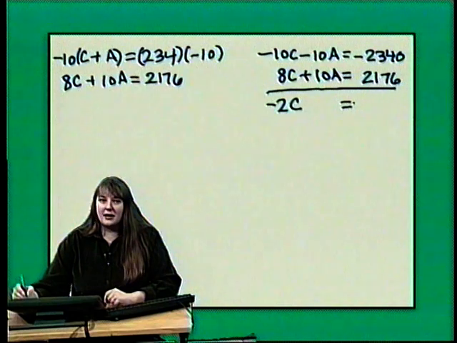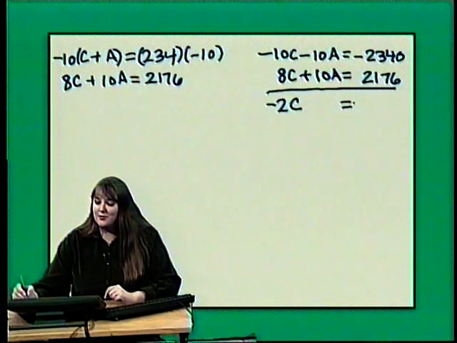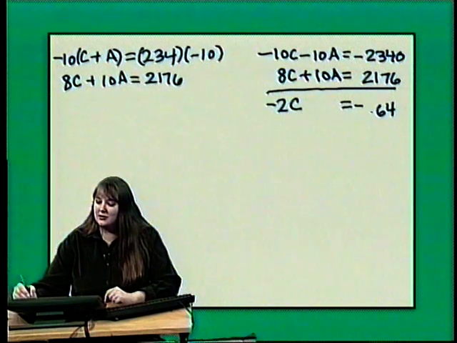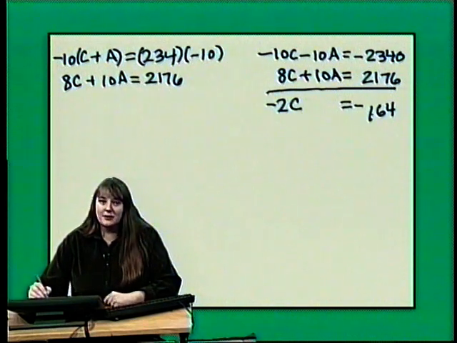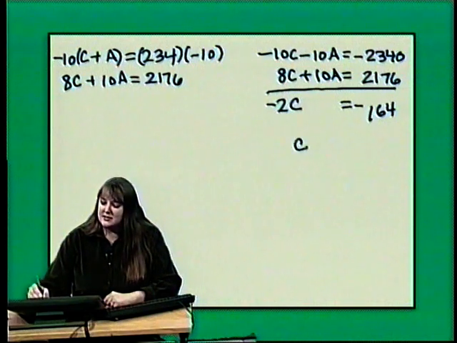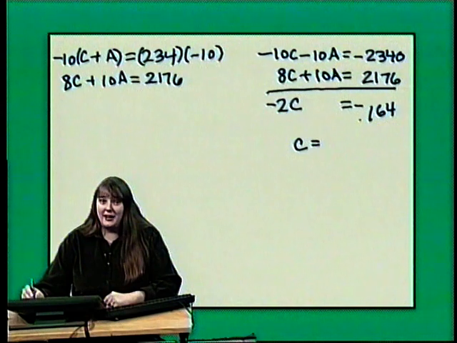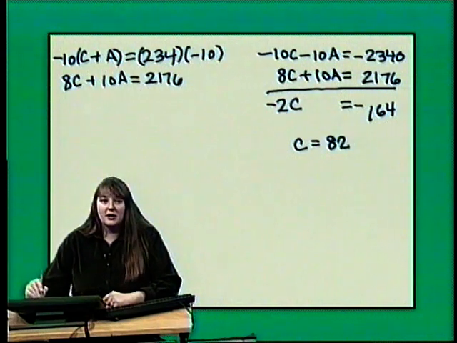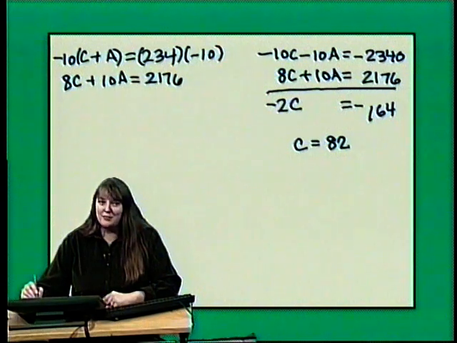And on the right-hand side, negative 2,340 plus 2,176 is going to be negative, well, let's do the subtraction. 4, 6, 164. So if I divide both sides of this equation by negative 2, that gives me C equals, I'm dividing a negative by a negative, so positive 82. I'd be worried if my answer came out negative. Remember, C represents the number of children's tickets. So I still need to solve for the number of adult tickets that were sold.